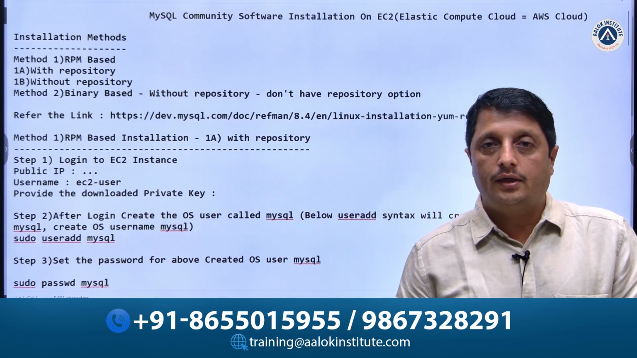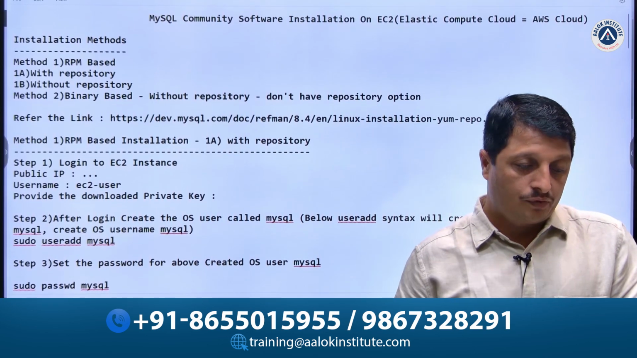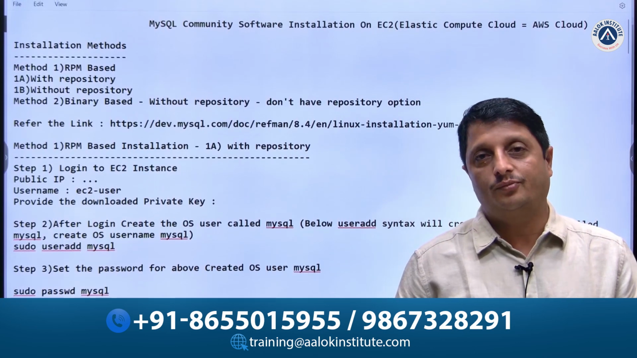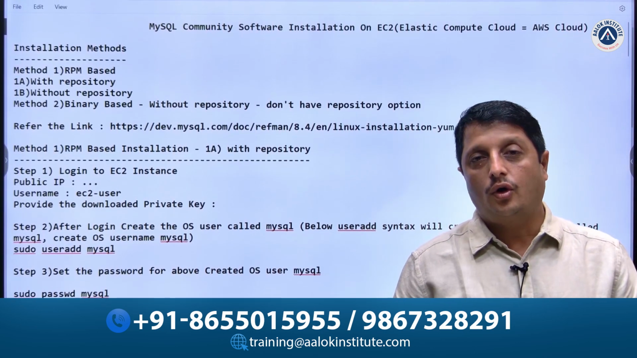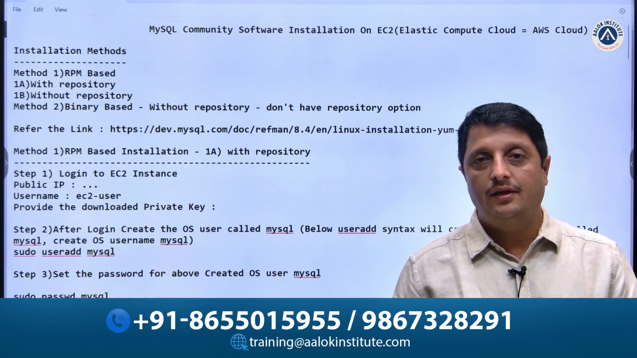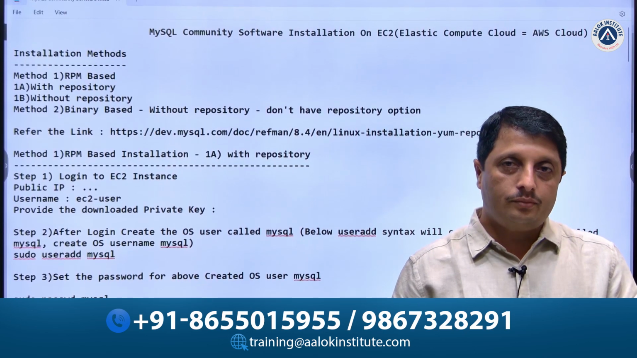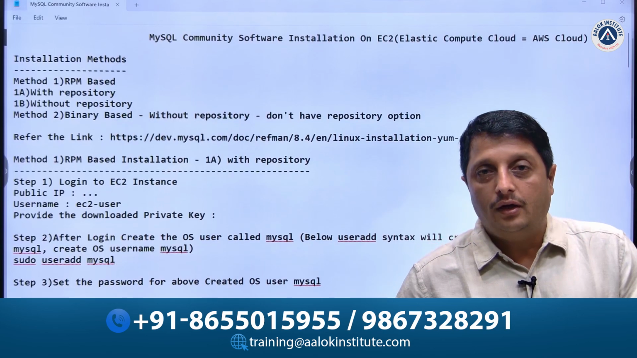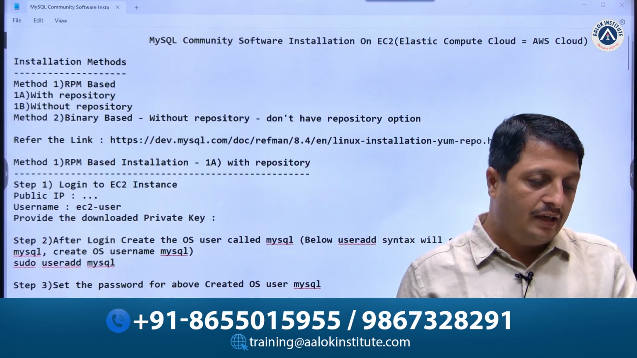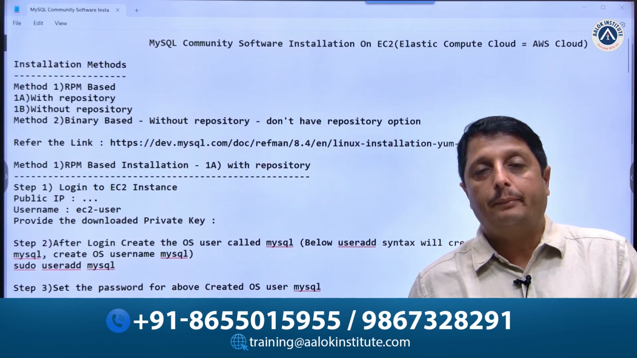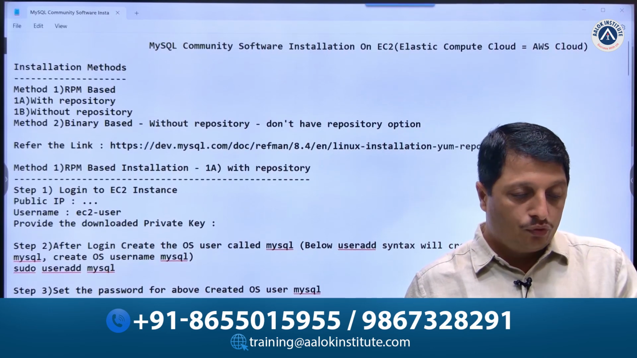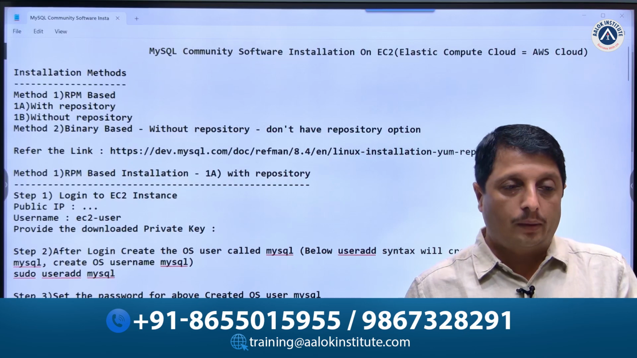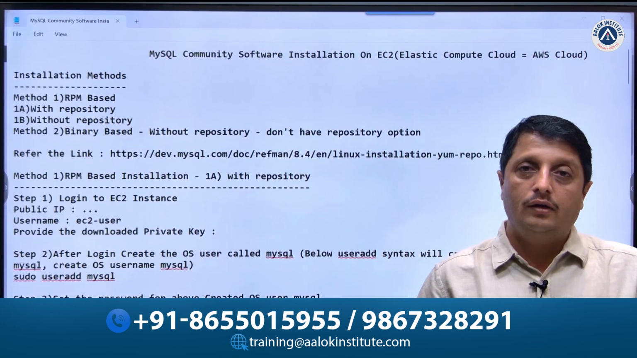How do I download my software as well? Let's begin. In the installation methods, you should know there are two types. One is called RPM based installation, and the other is called binary based installation. Now we will see one by one how to perform them. Let's say you want to go with the RPM based installation. In RPM, I gave you two options: one with repository and one without repository. So we will see one by one with practicals.